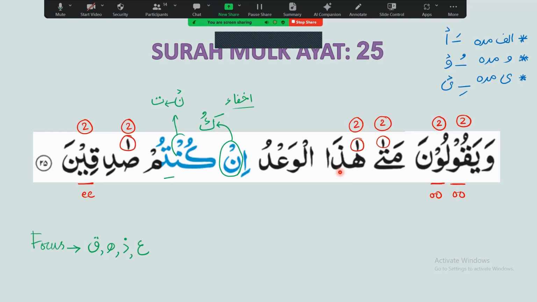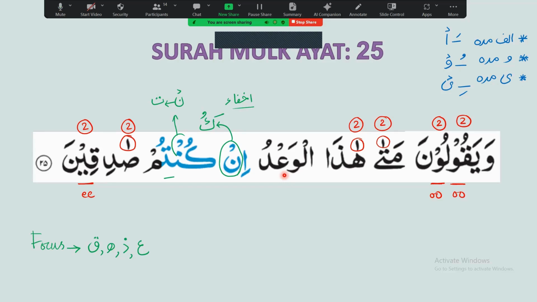Wa yaquluna mata hadhal dhal, right? So I'm joining this dhal with the next lam because lam has a sakin on it. So we say dhal, hadhal. Wa'du, wa'du. Again, here the lips should be round. Wa'du. So the next letter is ayn.